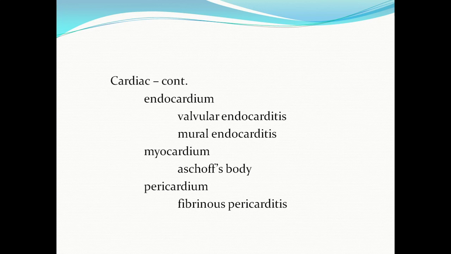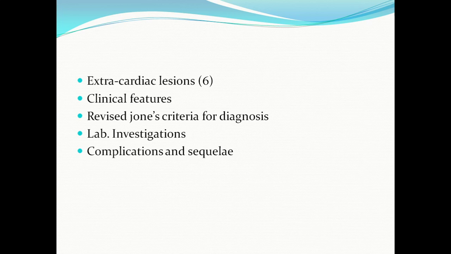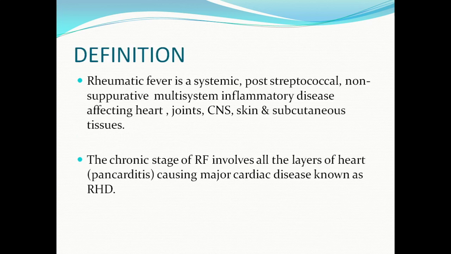Endocardium, in which there are valvular endocarditis and mural endocarditis. Myocardium, throughout the myocardium you can see Aschoff's body. In pericardium you can see fibrinous pericarditis. Then extracardiac lesions, which are 6 in number. Clinical features, revised Jones criteria for the diagnosis, lab investigations, complications and sequelae. So let us start with the definitions.